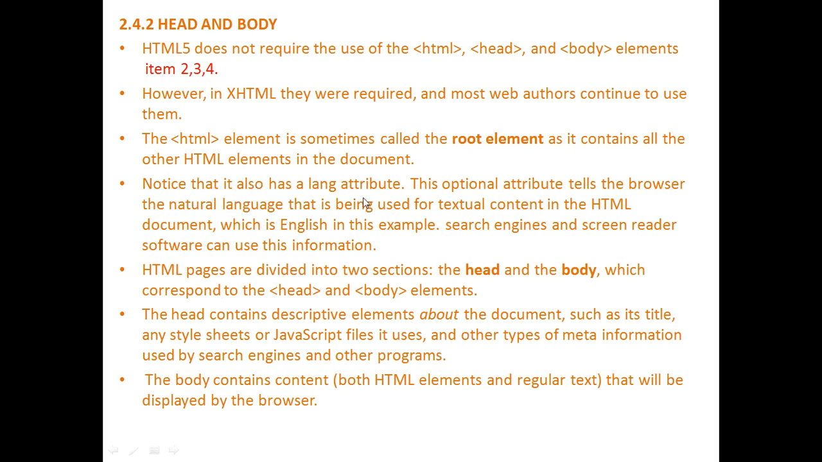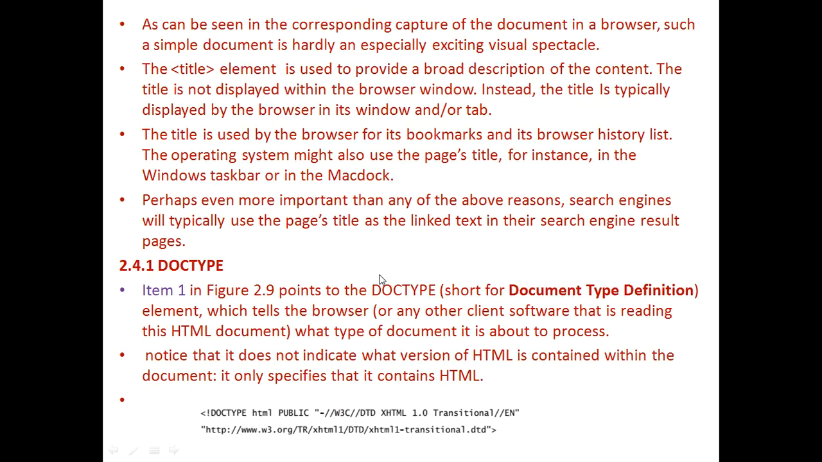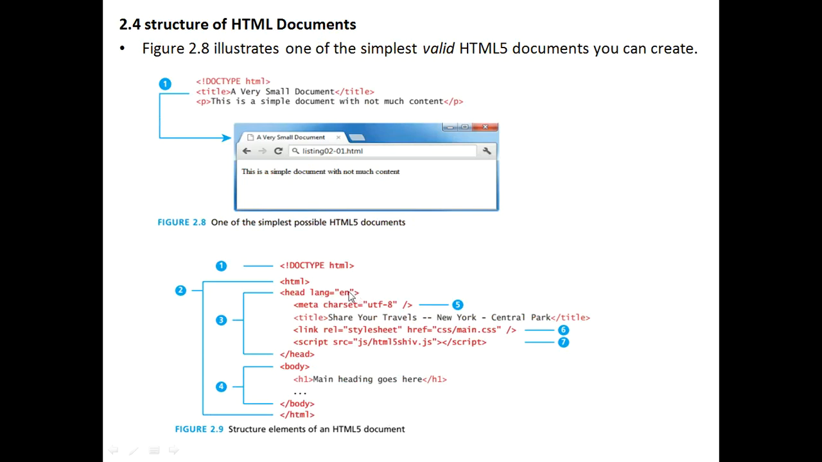Notice that it also has a lang attribute. What do you mean by lang? It's a language attribute. This optional attribute tells the browser the natural language being used for textual content in the HTML document, which is English. ENG, we used lang equal to ENG.